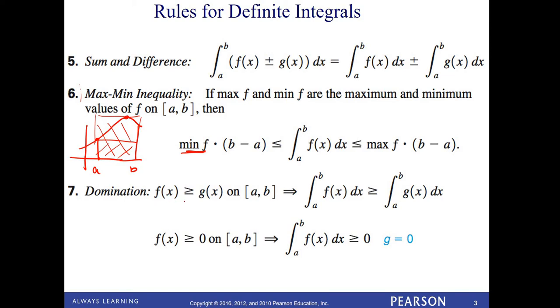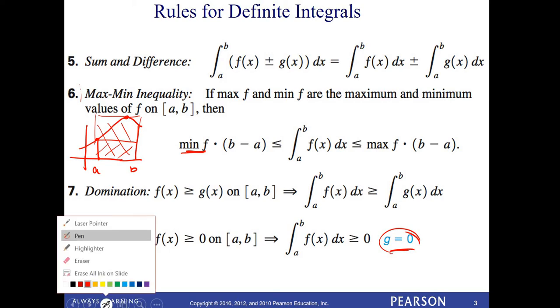And domination, if f of x is always greater than g of x on the interval, then the integral of f of x is always greater than the integral of g of x. If f of x is always greater than 0 on the interval, then the integral of the function is always greater than 0. This is the same rule as the previous one, just setting g equal to 0. So that's it for our rules. Let's take a look at some of these.